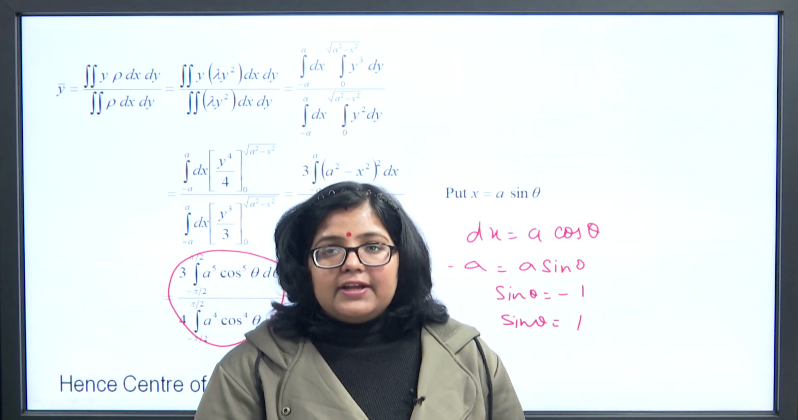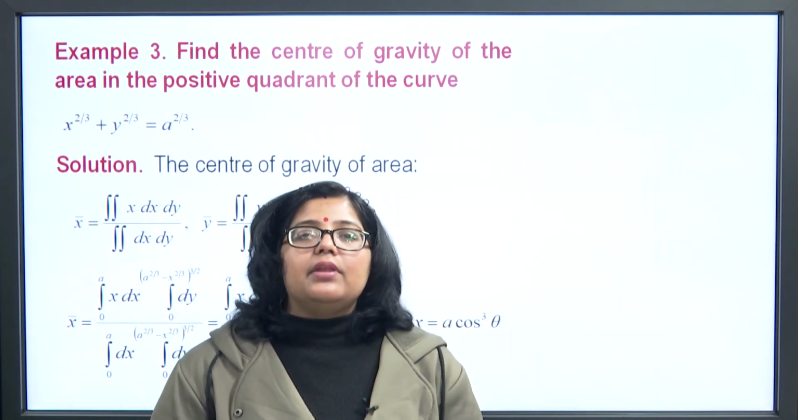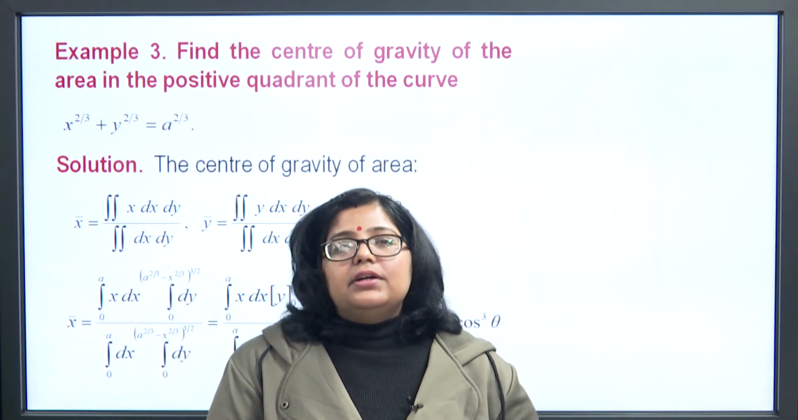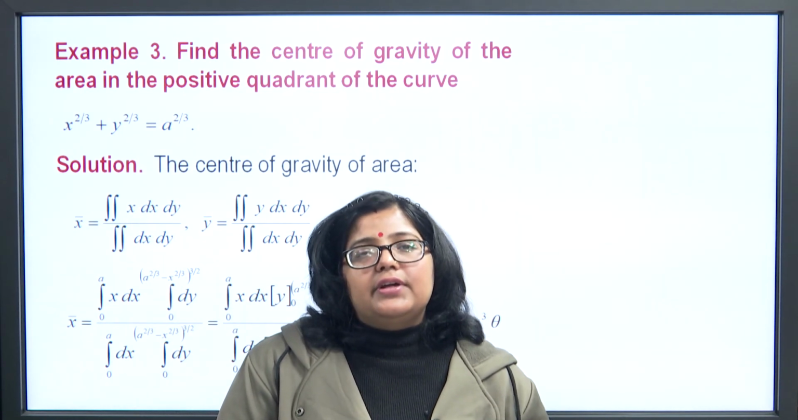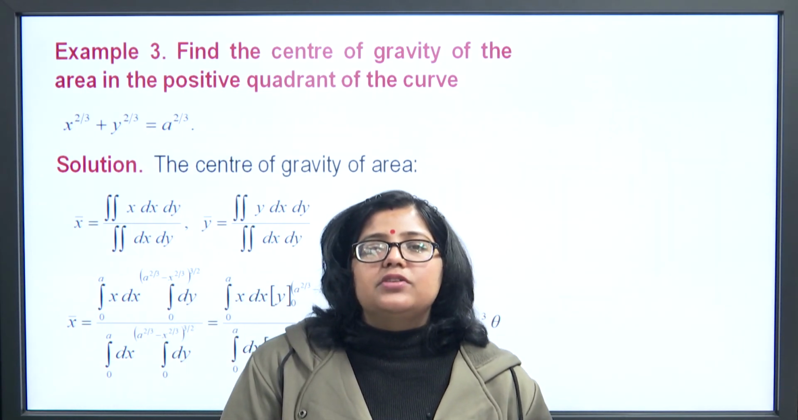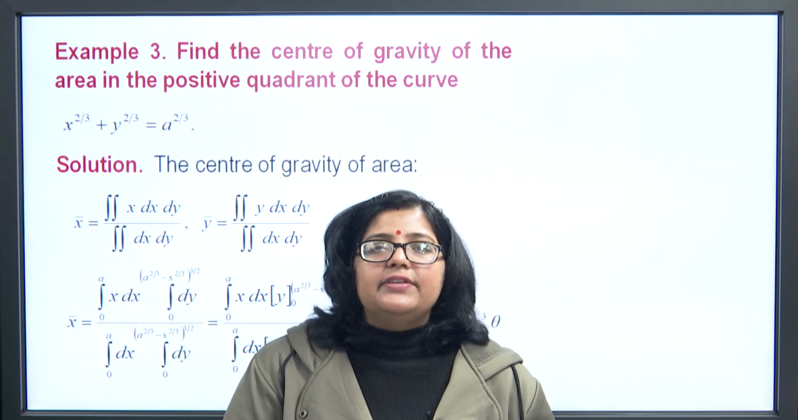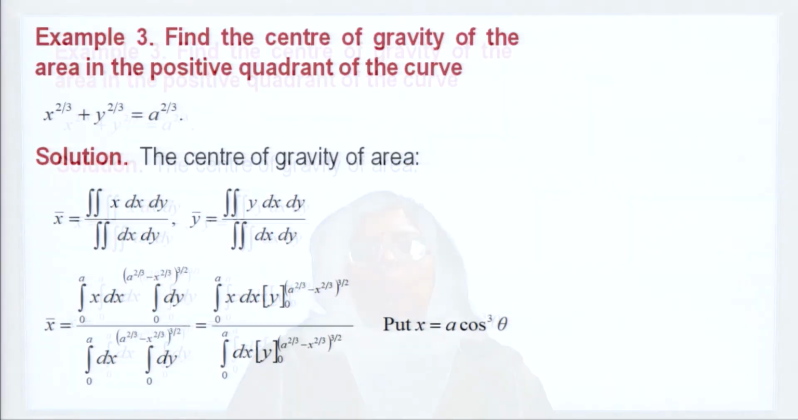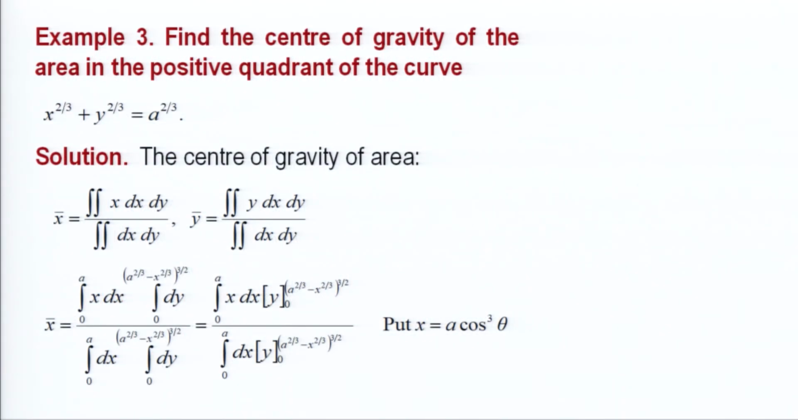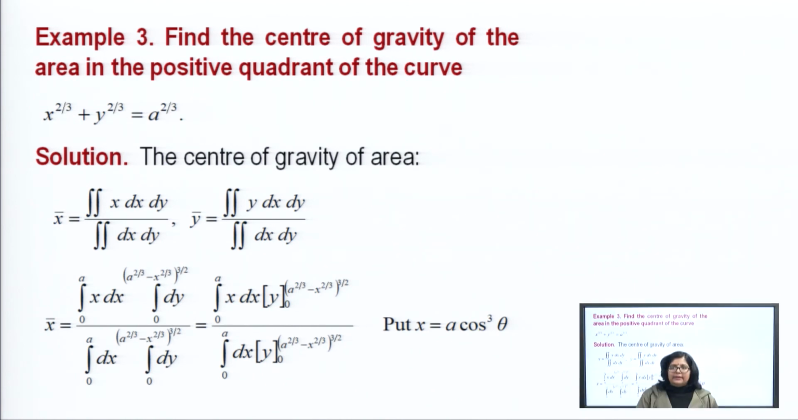We next go to the next example. Find the center of gravity of the area in the positive quadrant of the curve. What is the curve? x power 2 by 3 plus y power 2 by 3 is equal to a power 2 by 3.